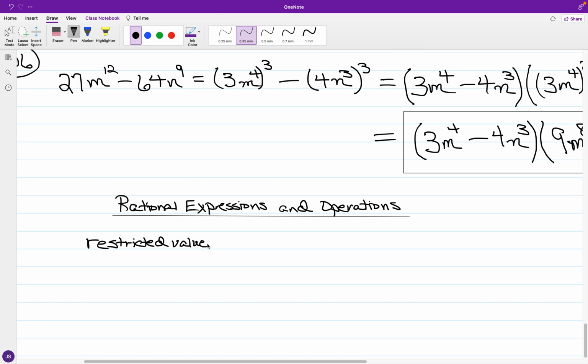For a restricted value, a restricted value is going to be a value outside the domain of a rational function. We can say a value outside the domain of a function.